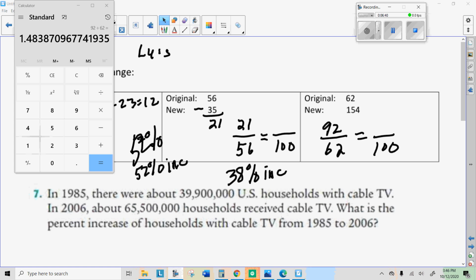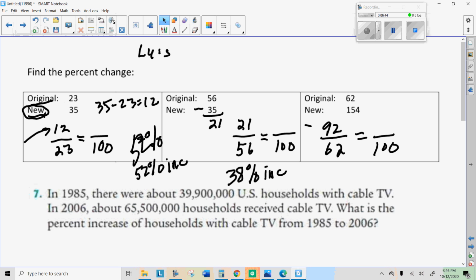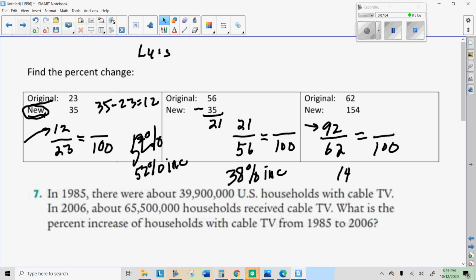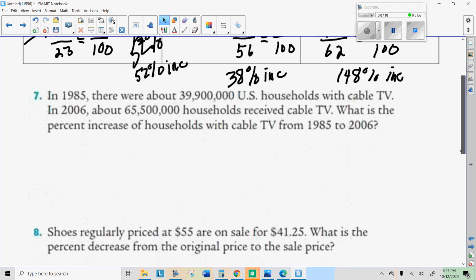So just so you can see my work, I subtracted the original from the new, and I got 92, so that's how much I went up. And so now I'm going to do 92 divided by 62. And then I'm going to move the decimal over 2 places. You do that by multiplying by 100. And that's 148. So 148% increase.